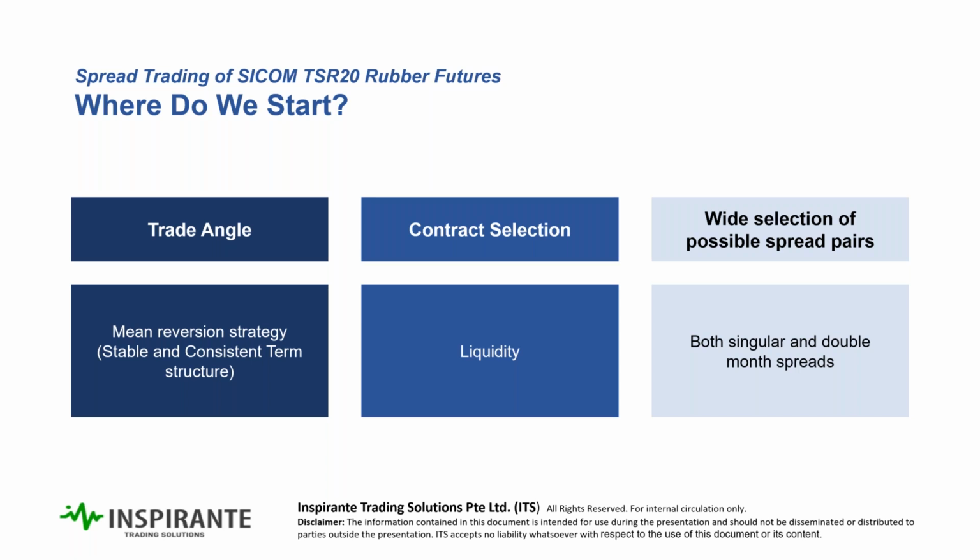Okay, now once you're done with that, then obviously you need some structured way of going about how you deploy what you believe to be true into the market. So what I'm going to talk about substantially after this slide is a mean reversion strategy. It's on the premise that when a product, in this case a SICOM rubber calendar spread, has a strong mean reverting tendency.